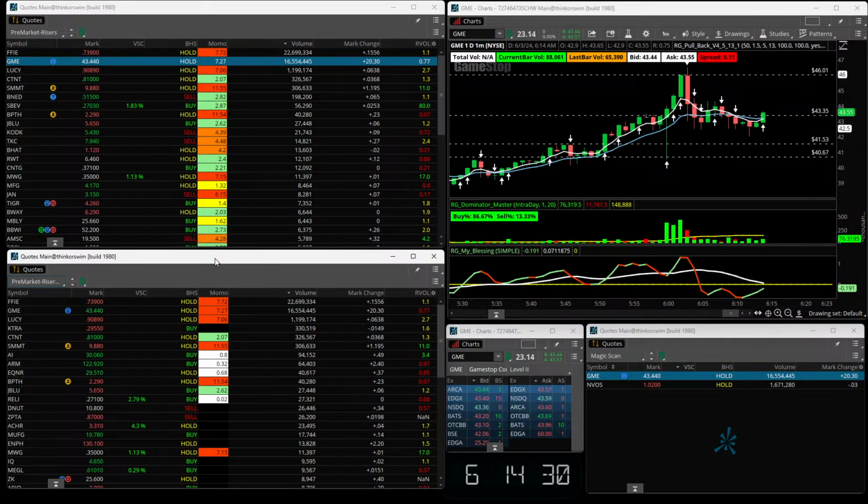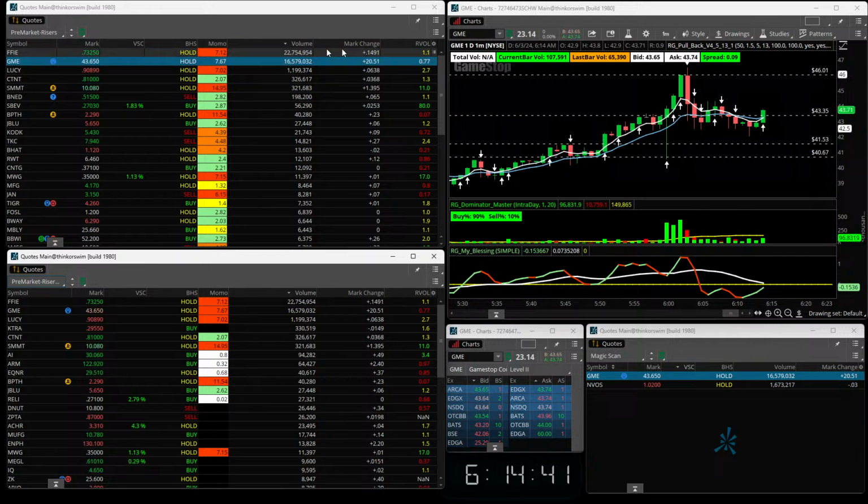Back up to 43.35. I'm not seeing a spike happen right here, so it's just a few buyers coming in. Volume is picking back up now. Rising slowly.